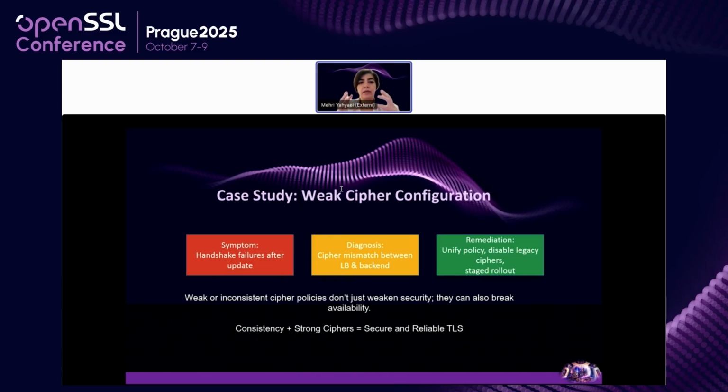The fix involves unifying cipher policies and performing a staged rollout. Let us think that we are not going to use rollback; we are just using rollout. The lesson here is that inconsistent cipher policies can hurt both security and availability.